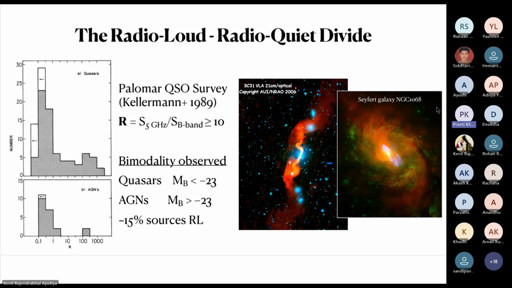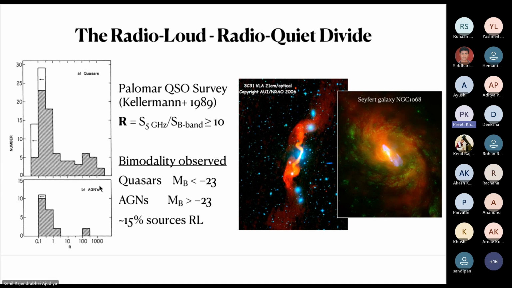So this was work that Ken Kellermann and collaborators carried out, and you can see what I mean if you look at the histograms that are plotted. They basically looked at the ratio of the total radio flux density to the optical flux density and found that when you plotted them for this Palomar QSO survey, there seemed to be two peaks. The larger peak was the radio quiet objects and the smaller peak was the radio loud objects, and the division seemed to be at a value of R close to 10.